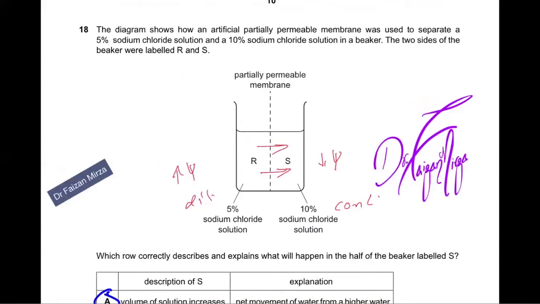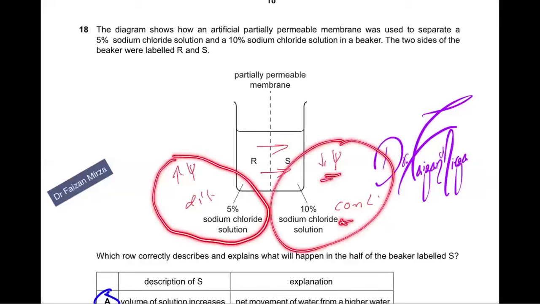The diagram shows an artificial partially permeable membrane used to separate 5% sodium chloride from 10% sodium chloride. 5% sodium chloride we know is a dilute solution, 10% sodium chloride is a concentrated solution. A concentrated solution always has a lower water potential, a dilute solution always has a higher water potential. So whenever concentrations are mentioned to you, I recommend my students annotate them together with the diagram and predict the direction of osmosis yourself.